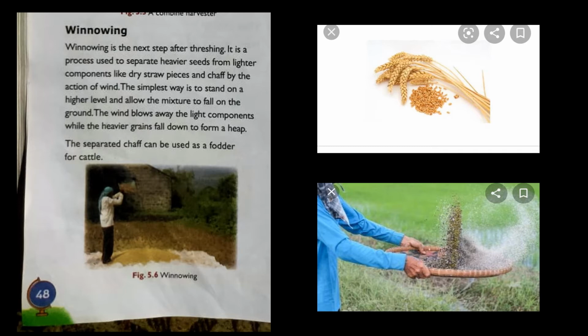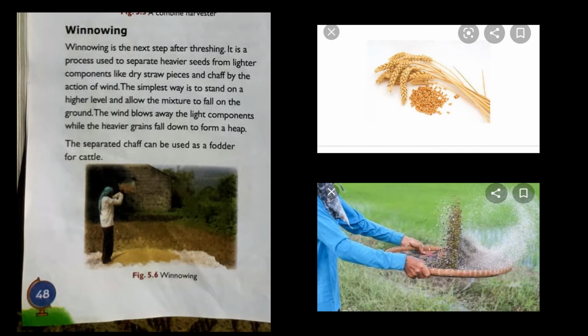You just have to do nothing. You just have to stand on a higher level and allow the mixture to fall on the ground. The wind blows away the light components while the heavier grains fall down to the heap. So what happens to the chaff? What is exactly chaff? I said, it is the unwanted particle or the husk that is surrounding the seed. The separated chaff can be used as fodder for the cattle.